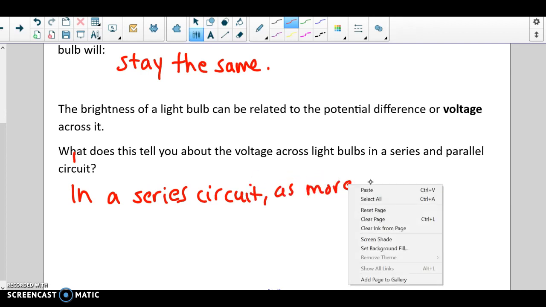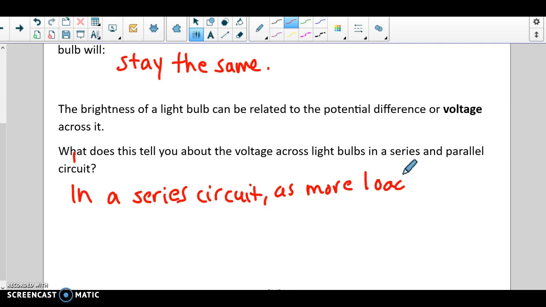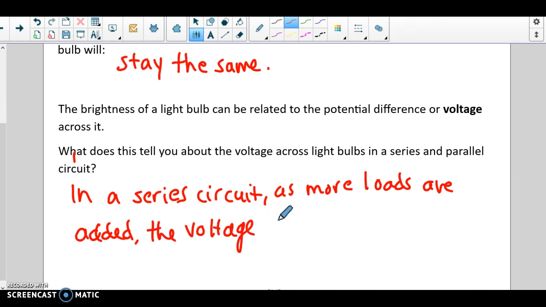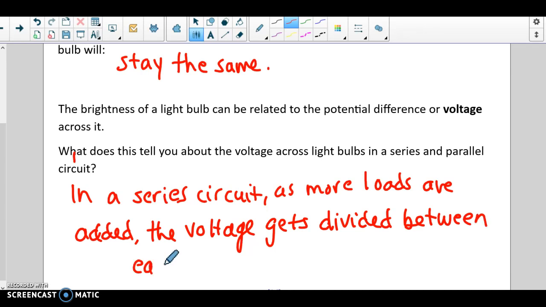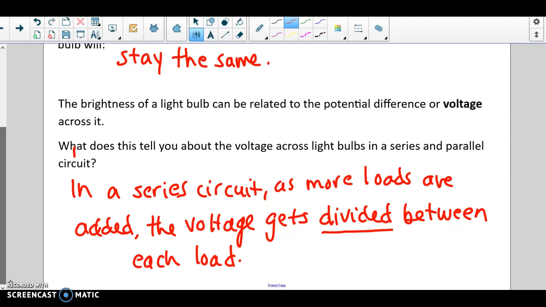as more loads are added, the voltage gets divided between each load. Now I should mention it doesn't necessarily get divided evenly. The voltage just gets split between the different loads in that circuit.